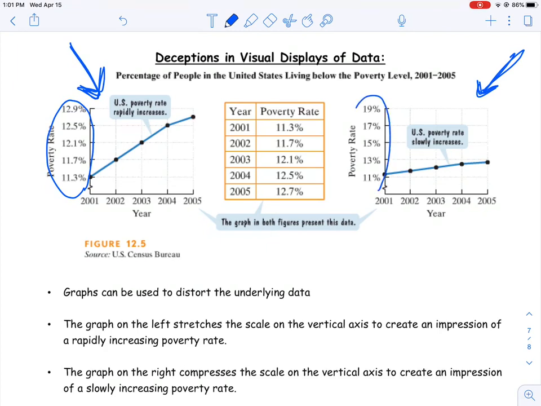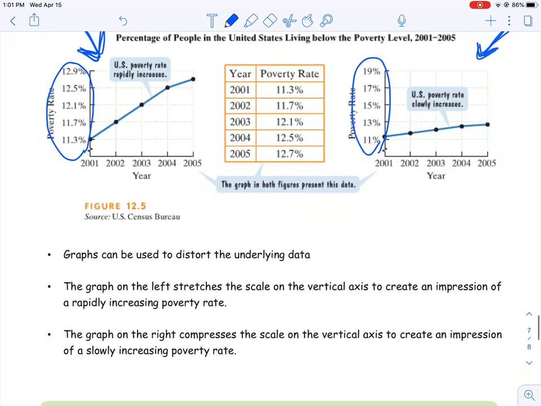You notice that the scale on each of these is a little bit different. That's why it looks like it's growing so drastically on the left versus the right side. So just be careful that when you're looking at data, you're looking very carefully at how they're displaying it so it doesn't look larger or smaller than it actually is. Okay?